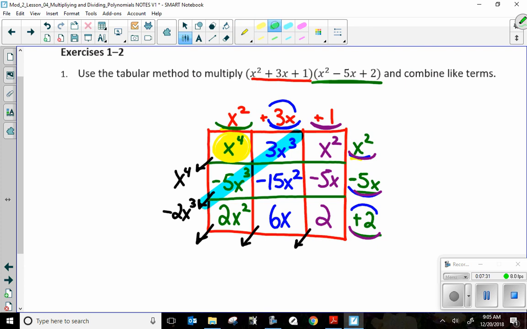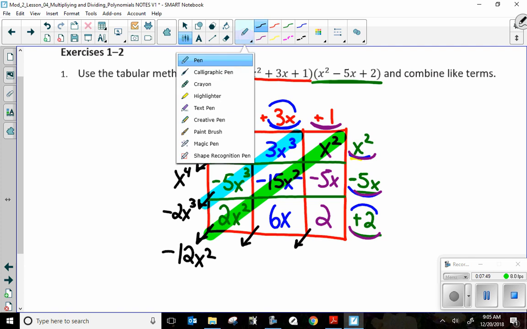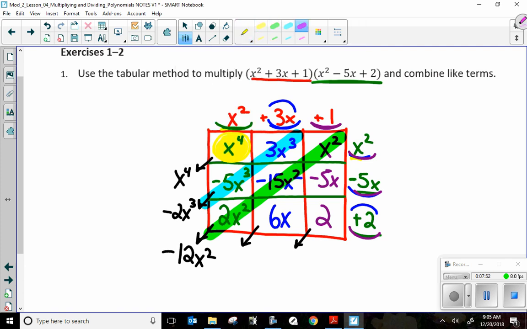Let's pick green. All of these terms should be x squareds, and they are. So if I have 2x squareds minus 15x squareds plus 1x squared, that should give me negative 12x squareds. Okay, and we're just going to continue to do the same thing. Highlighter, highlight. These should just have, oh, that's weird. These should just have x's. There's 6x and minus 5x. I'll rewrite that. So that should give me a positive 1x.